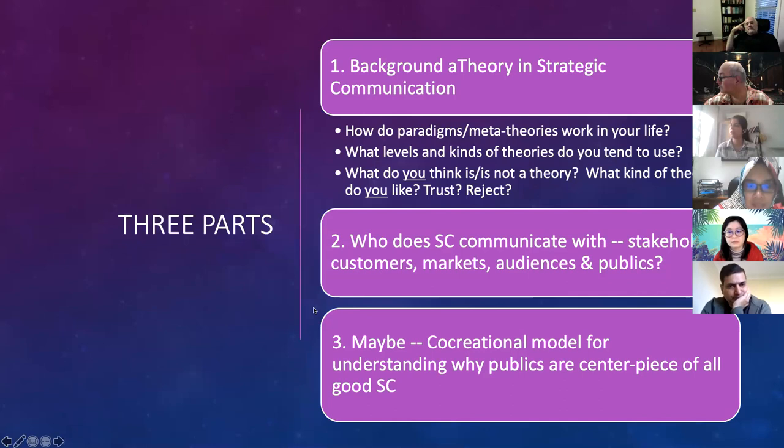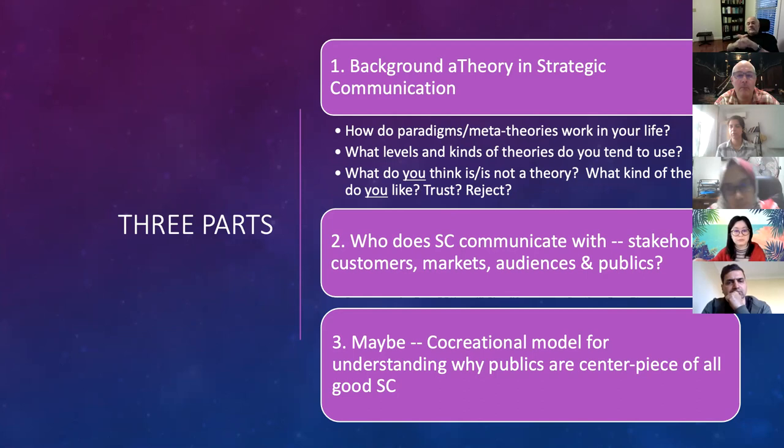the people, the groups that we communicate with. So in PR, we usually call them publics. But in marketing communication, they're called markets. In most government communication, they're called citizens or something like that. Some people refer to customers. In political campaigns, they're voters. But these are the groups of people that we communicate with that I said all strategic communication has to start with doing research on. So that's that middle part.